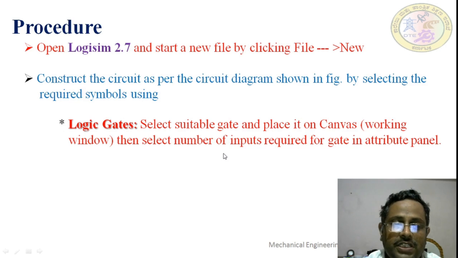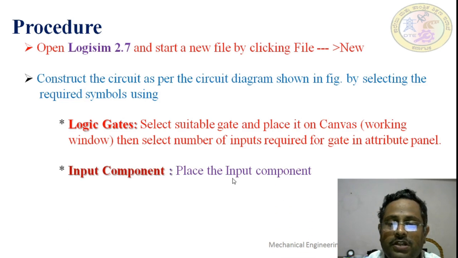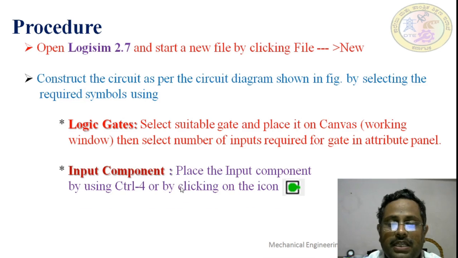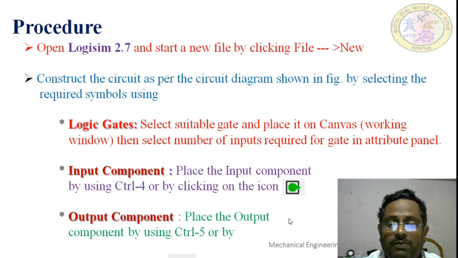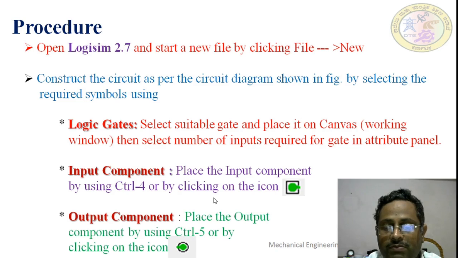Then after placing the logic gates, you have to place the input component. Place the input component by clicking on this icon in the toolbar, with a square box and a green icon, or by pressing Ctrl 4. Next, we require an output component. You can place the output component by using Ctrl 5 or by clicking the circular green icon present in the toolbar. After placing the gate, input and output components, you have to wire them by dragging the connection.